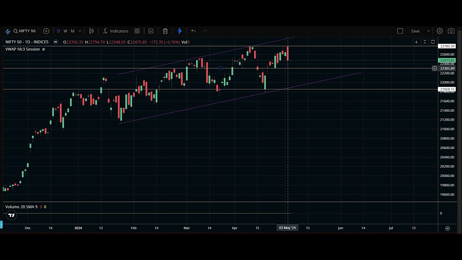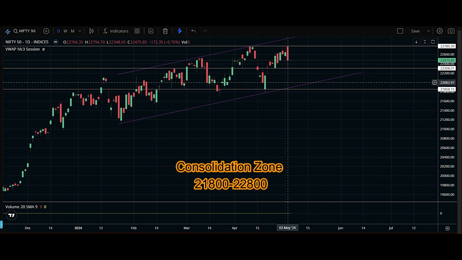So we are eyeing 22,300 as an immediate support for next week. It is a strong support, and if this gets breached, then we are likely to go back once again somewhere around the 21,800 to 22,000 cluster. This is as simple as that. Okay, so more or less we have a consolidation zone. This consolidation zone is of size 21,800 to 22,800, and this is the 1,000 point consolidation zone which the Indian market is in right now.